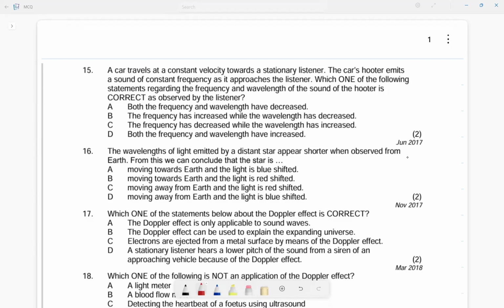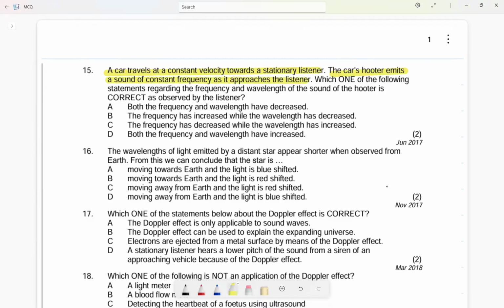In today's video, I want us to look at multiple choice questions under Doppler effect. So now, without wasting any further time, let's dive into it. It says a car travels at a constant velocity towards a stationary listener. Very important: the car's hooter emits a sound of constant frequency as it approaches the listener.